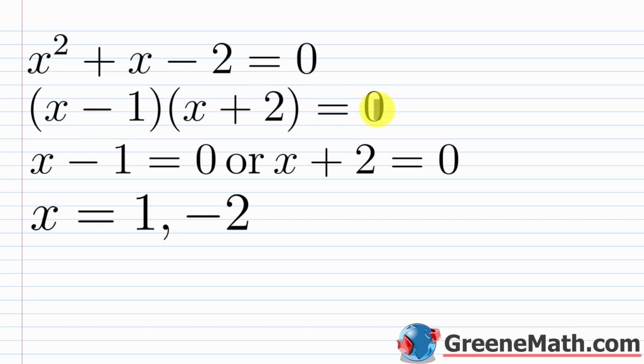So again, set that equal to 0. And then using the zero product property, you get this factor x minus 1, set that equal to 0, or this factor x plus 2, set that equal to 0. So the solutions would be x equals 1, or negative 2.